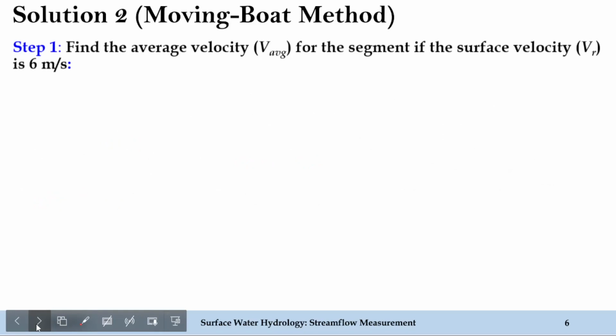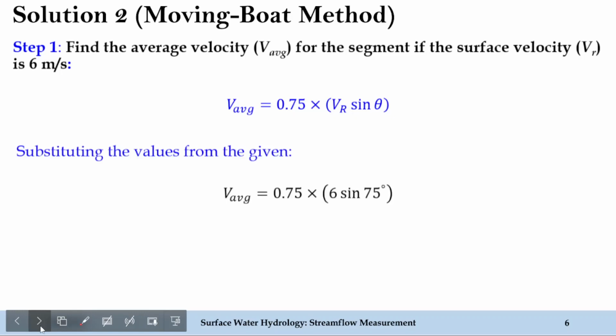In step 1, we need to find out the average velocity for the segment if the surface velocity is 6 meter per second. So V average, or the mean velocity, is equal to 0.75, which is provided in the problem, into VR sine theta. Here VR is given, that is 6 meter per second, and the theta value, that is the direction, is also given, that is 75 degrees. Substituting these values in this equation, we get the average velocity as 4.35 meter per second. I hope you were able to follow this discussion.